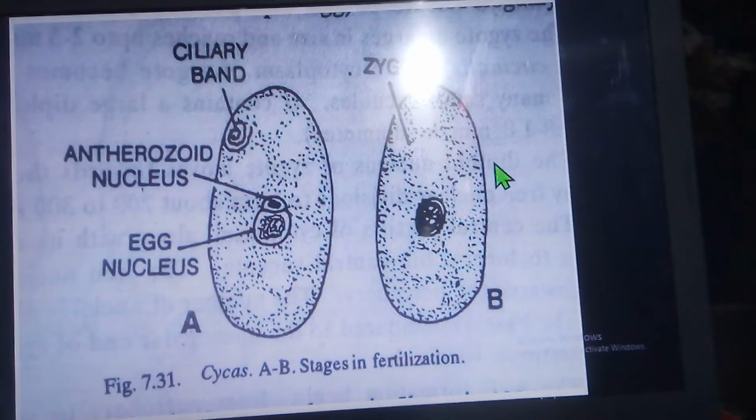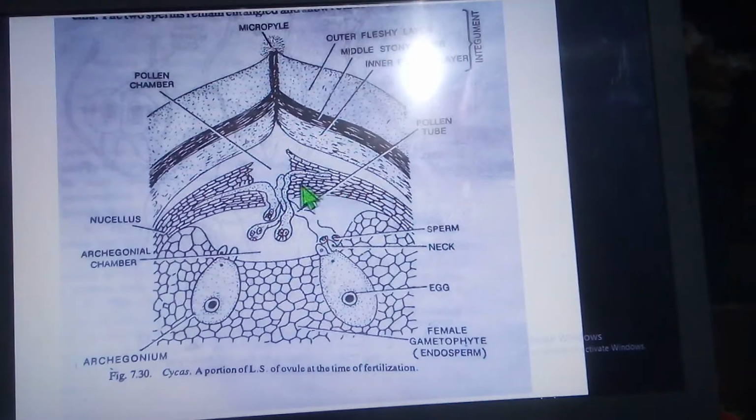Now the fertilization in Cycas takes place with the help of the motile sperm. We know that the sperm are motile and can move with the help of the cilia. This process is known as zoidiogamy, and it is also accompanied by the formation of the pollen tube in a phenomenon known as siphonogamy. Zoidiogamy is a type of plant reproduction in which the male gametes or the antherozoids swim in a path of water towards the female gamete. That process is termed zoidiogamy.